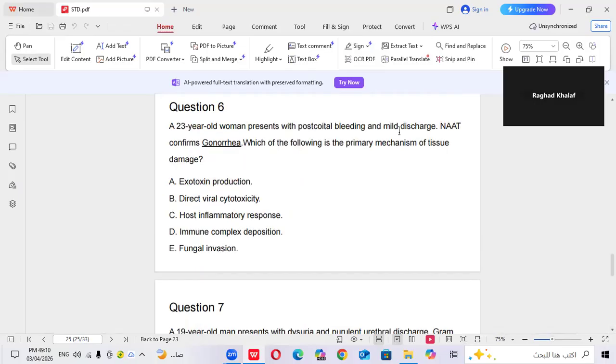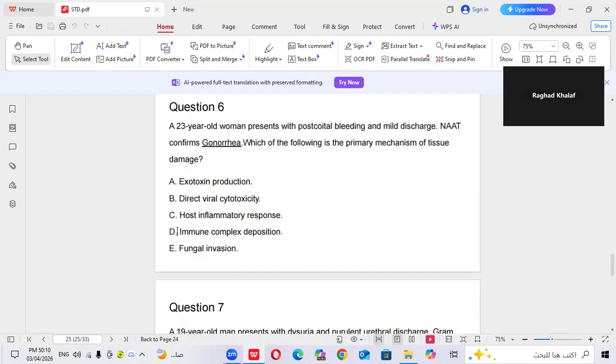Okay, question 6 is telling you that the patient has postcoital bleeding and the NAAT confirms gonorrhea. Which of the following is the primary mechanism of the tissue damage? How did gonorrhea cause the tissue damage in this case? Is it exotoxin production, direct viral cytotoxicity, host inflammatory response, immune complex deposition, or fungal invasion? Fungal invasion and direct viral cytotoxicity can be easily excluded because we are talking about a bacterium here, not a viral or fungal infection. So you are left with A, C, or D.